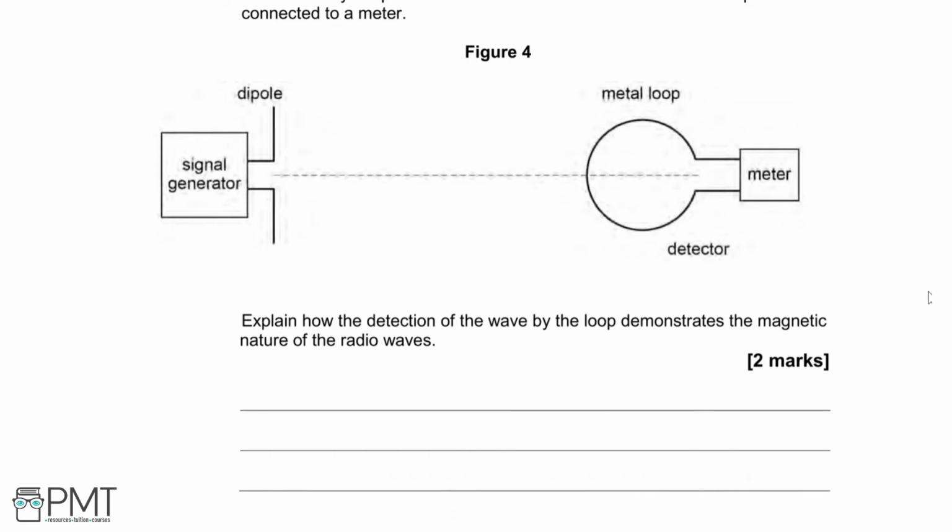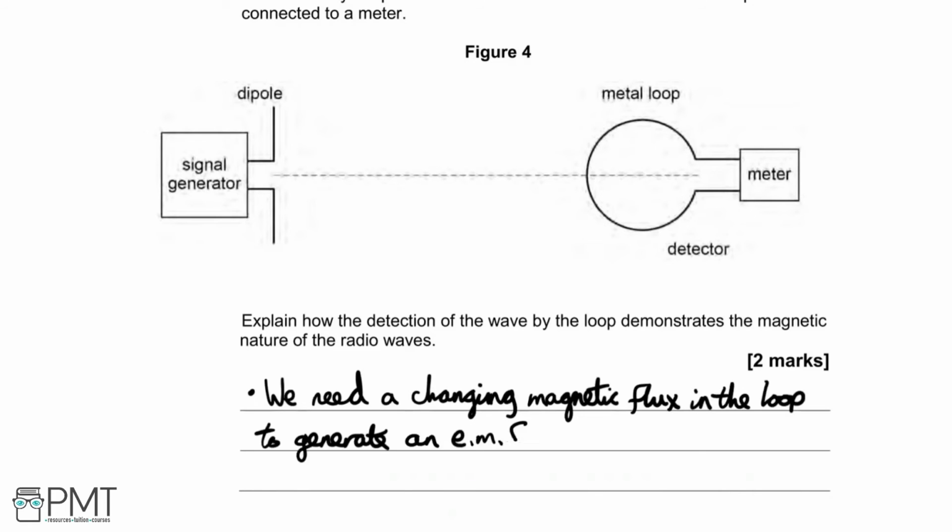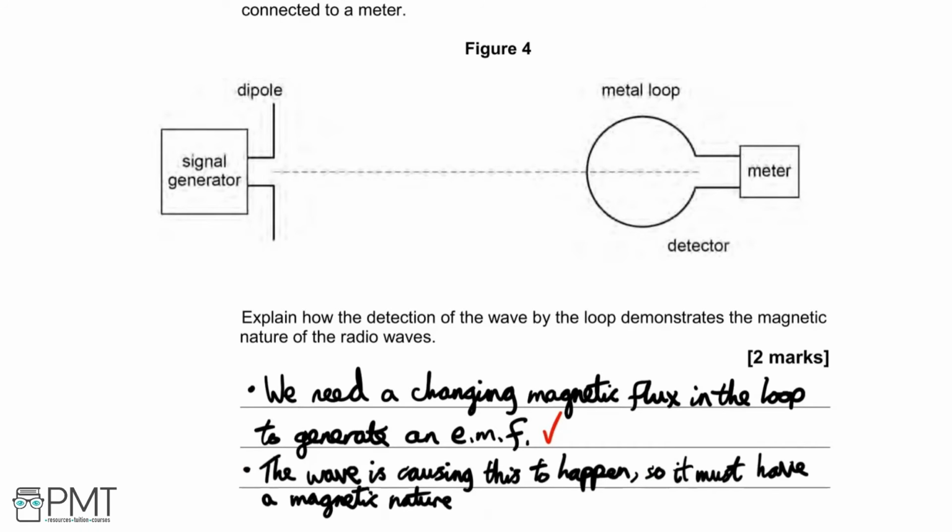If we're going to induce an EMF in the loop at the detector, we need to cause a changing magnetic flux in that loop. Now the only way to get a changing magnetic flux is to have a varying magnetic field, and that varying magnetic field is going to come from the electromagnetic wave. And that's going to be our first mark. Now the second mark is more evidence-based. If the electromagnetic wave is causing a change in magnetic flux, then it must have a magnetic nature. And that's going to be our second mark.